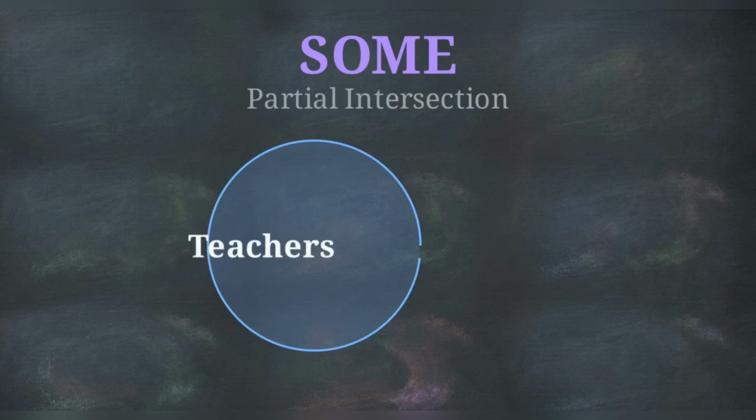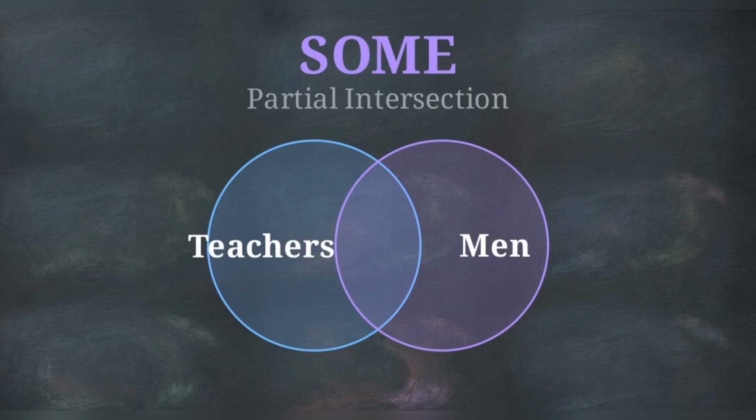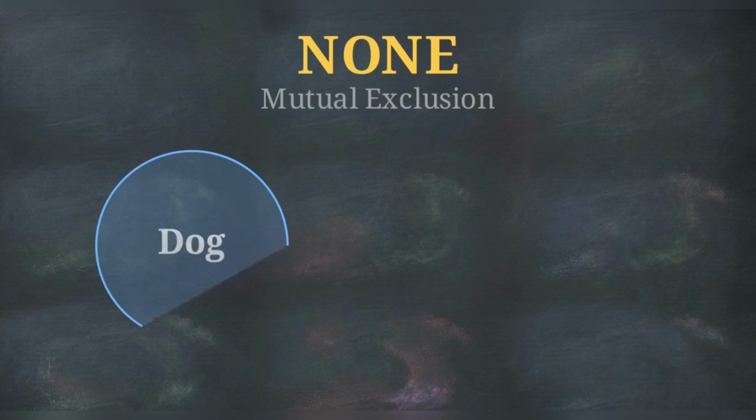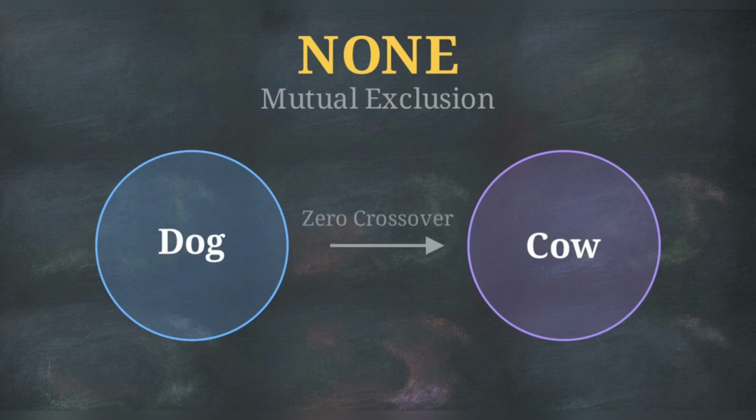The second state is some, representing a partial intersection. Consider teachers mapped against men. Not all teachers are men, and not all men are teachers. That overlapping center is the only valid zone for shared categories. The third state is none, dictating mutual exclusion. A dog and a cow share 0 logical crossover, leaving an empty gap.